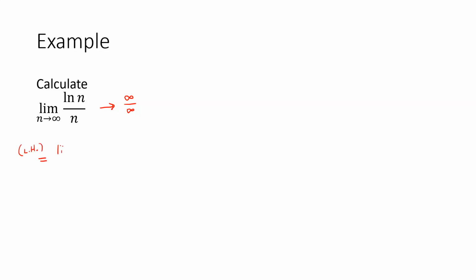Of course, we know that the derivative of ln of n in the numerator is 1 over n. The derivative of n in the denominator is 1. And taking the limit as n goes to infinity of 1 over n is just 0. So there we get the answer very quickly just by using L'Hopital's rule.